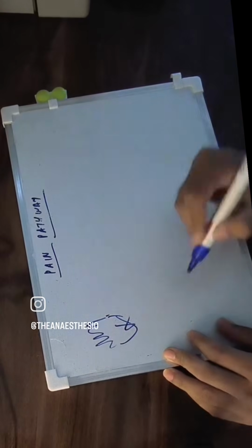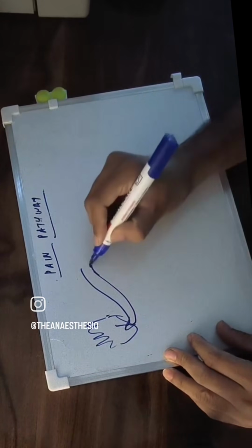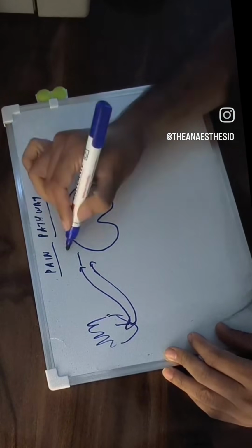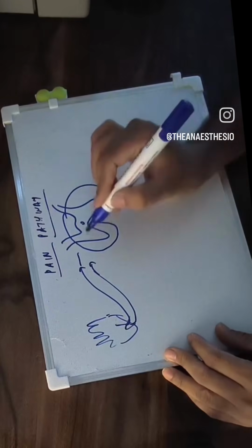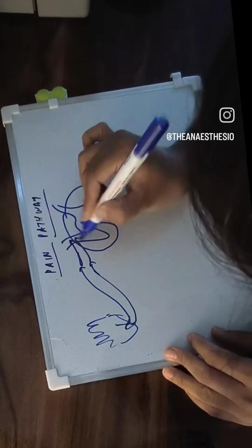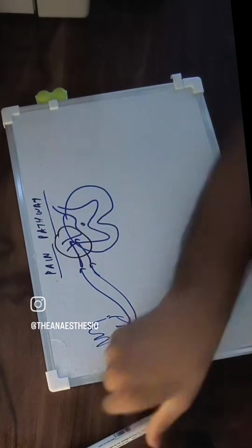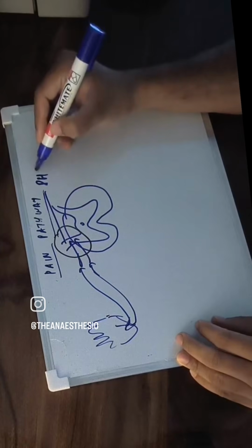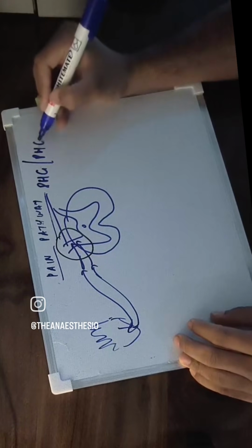So now what will be the basic pathway? This will be the injury site. From this site, the pain signal will travel to the spinal cord. This one is the spinal cord. The pain signal will travel to the dorsal horn of gray matter, or you can say the posterior horn of gray matter.